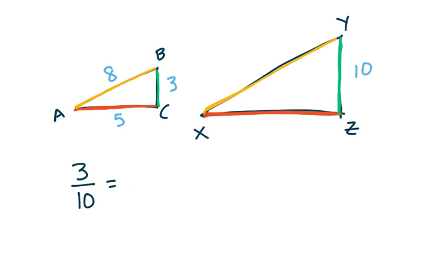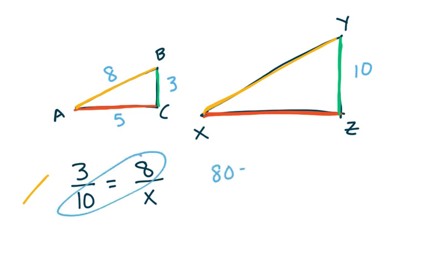So we're going to do the yellow side. So on the small triangle, the yellow side has a value of 8. And on the large triangle, that is the value that we don't know. So we're just going to go ahead and put an X in there. Then we're going to go ahead and do our cross multiply. So I have 10 times 8 gives me 80. And then I have 3 times X gives me 3X.